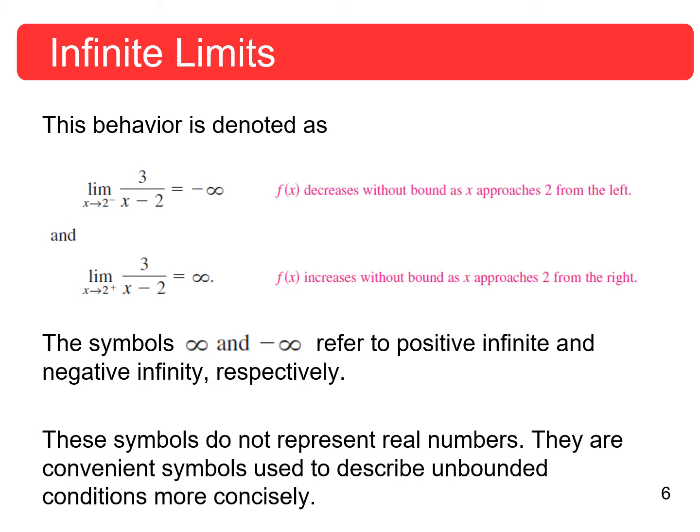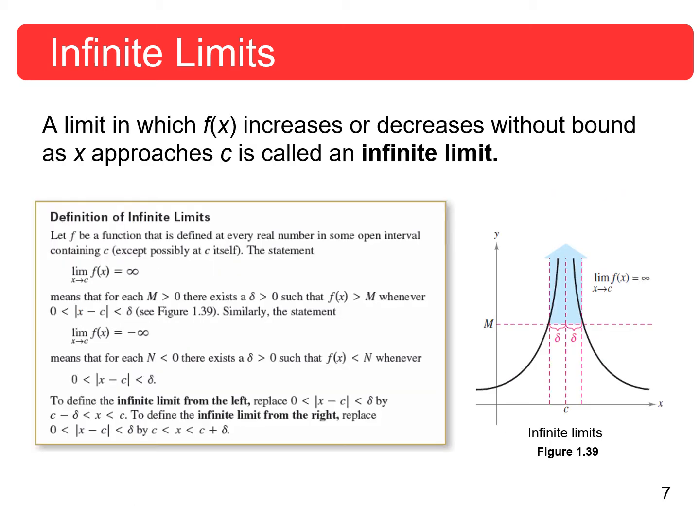Now, these symbols do not represent real numbers. They are just convenient symbols used to describe unbounded conditions more concisely. A limit in which the function f of x increases or decreases without bound as x approaches c is called an infinite limit. For instance, in here, as x approaches c from the right or from the left, the function increases without bound. That's why we say that the limit of the function as x approaches c is equal to +infinity.